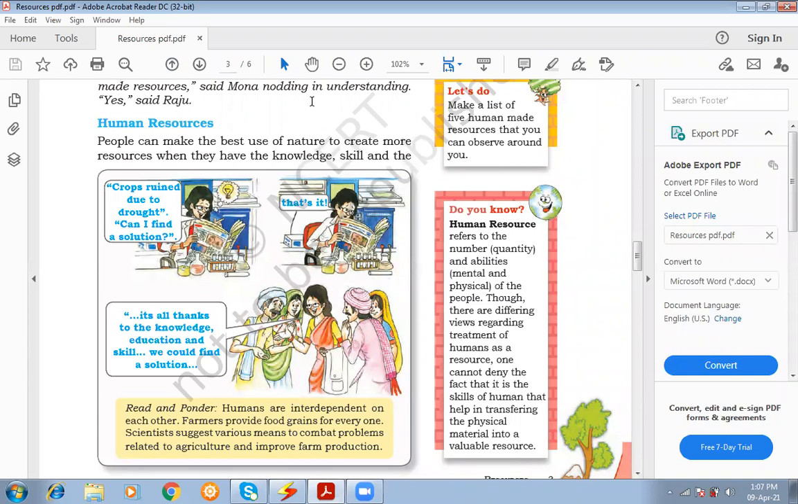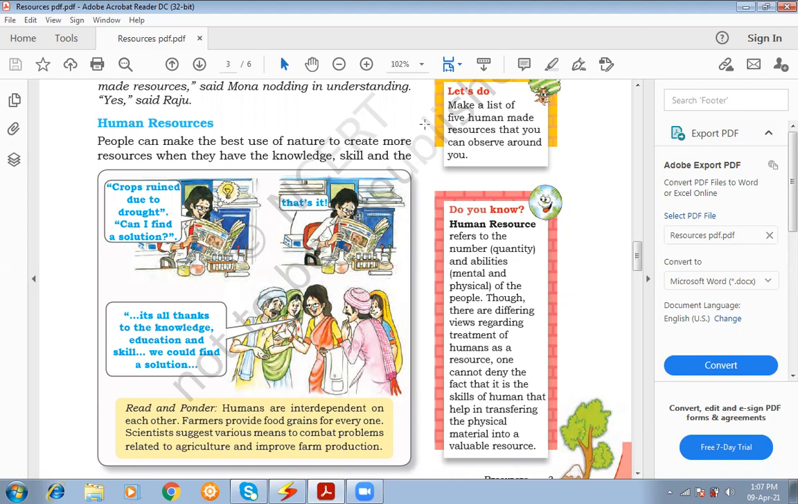So, we are doing the chapter resources. I have already told you that there are three types of resources: natural resources, human made resources, and lastly, human resources. So, we have discussed natural resources, we have discussed human made resources. Today, we will discuss the third type of resource, that is human resource. So, what are human resources?